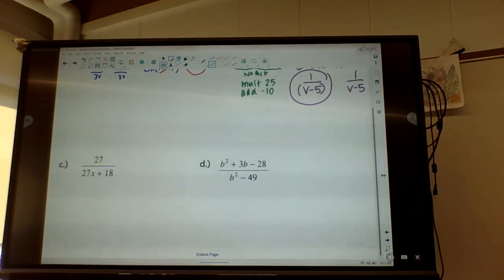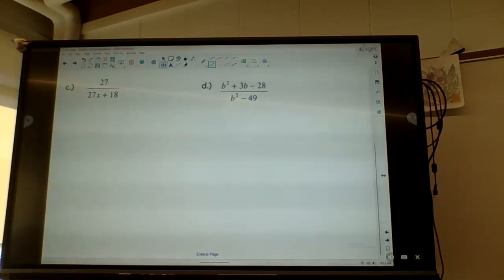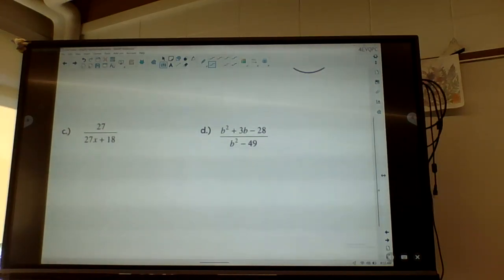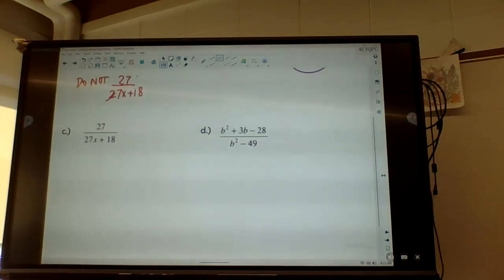All right, so now letter C is one where even my Algebra 2 students, even my trig students want to do this. They see those 27s, they just want to cancel. We can't do that yet though. We can't just cancel those out. So this is what not to do. We can't just cancel those 27s. The reason for that is because 27x is being added to 18.